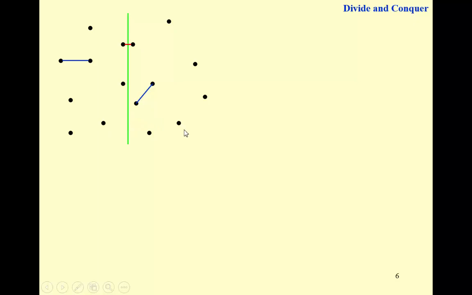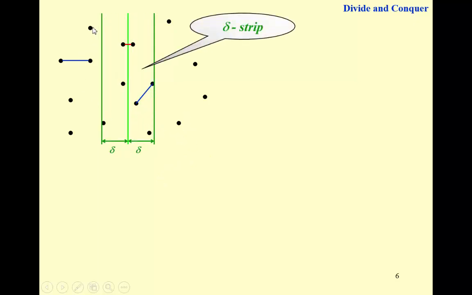That will not work. So the point is we should try everything to reduce the time complexity of finding this solution. The first thing we can do is, instead of considering every point, we simply consider the points sitting in this delta strip, where this delta is what? Delta is the smaller distance between these two distances. Okay, take the smaller one to be the delta, and we only consider the points sitting in this delta strip.